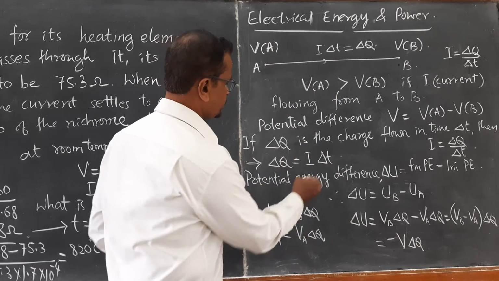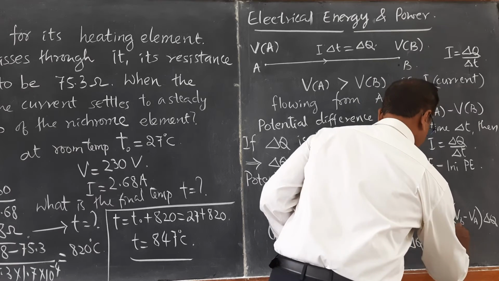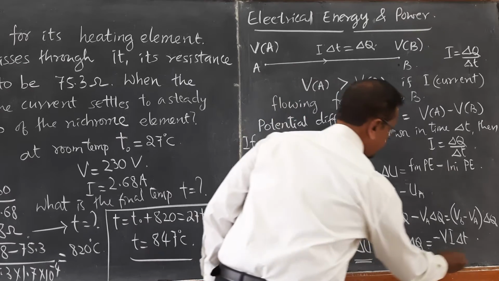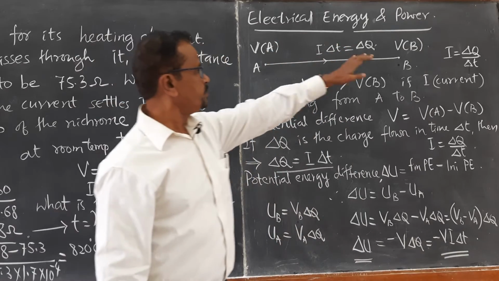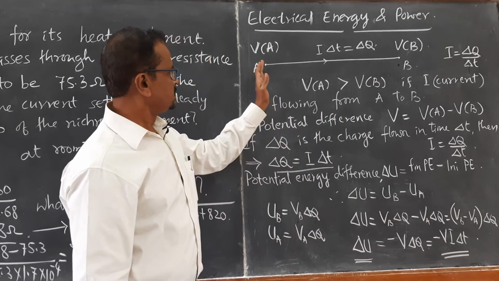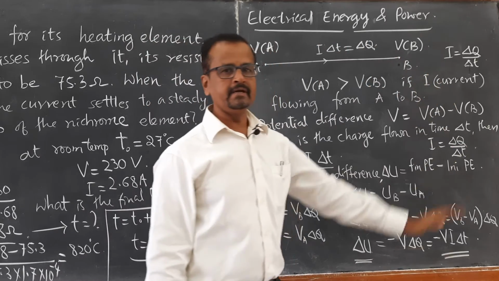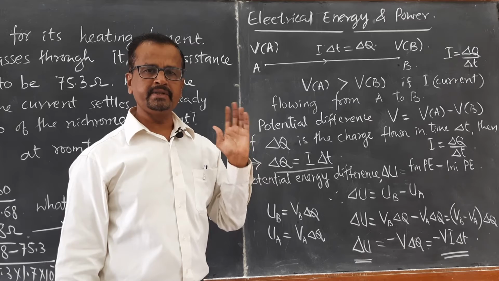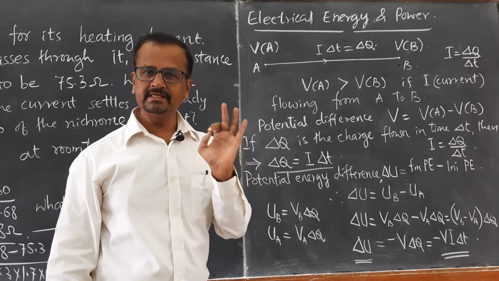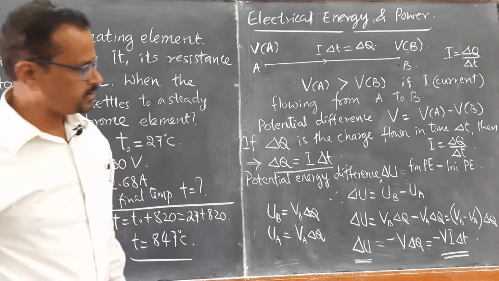But what is delta Q? Delta Q is equal to I delta T. Therefore, it becomes minus V into I delta T. So, when you look at finally the difference in potential energy, that is final potential energy minus initial potential energy, UB minus UA is minus VI delta T. It means the change is negative: as the charges flow from A to B, when the current flows from A to B, the potential energy is decreasing. This is what we have to conclude.